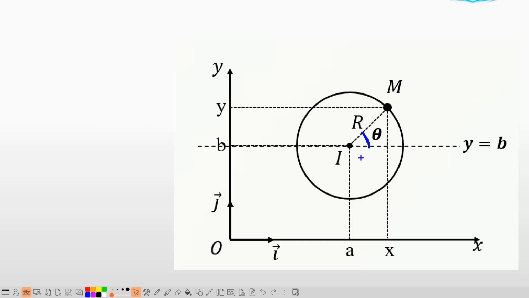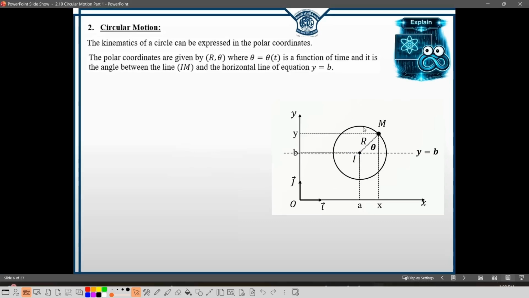So this is actually the angle. If the object, for example, is located at an angle of 90 degrees, this is the 90 degrees with respect to this reference. This is our reference. And here is the new location of the object M. So we can write the angle theta in terms of time, so we can have all the possible angles that show the location of the object. It is the angle between the line IM and the horizontal line of the equation y equals b.